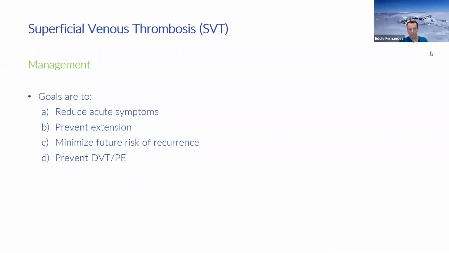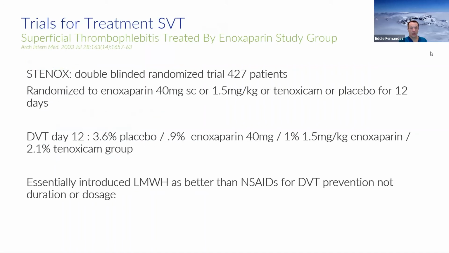So, classic management again: reduce the symptoms, prevent the extension, minimize the future risk of recurrence, as we discussed, even with the minor risk one, and prevent the DVT and PE, okay?